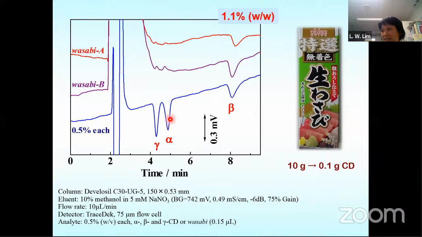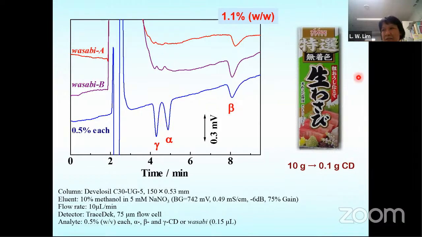from the result, we saw there was some beta cyclodextrin. But when I calculate the amount of beta cyclodextrin compared to the amount that we can take, like I said, one healthy adult can take 10 grams. In one tube, there is only 0.1 gram of cyclodextrin, meaning that as long as you don't take more than 10 tubes per day, you are safe. It's impossible that you would take so much wasabi in one day. So this is also safe.